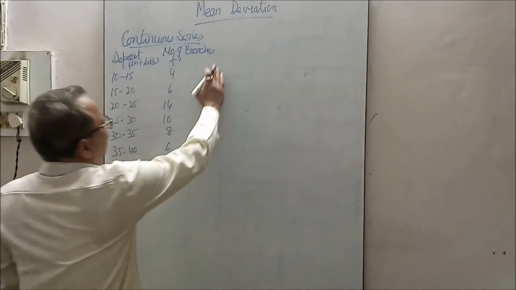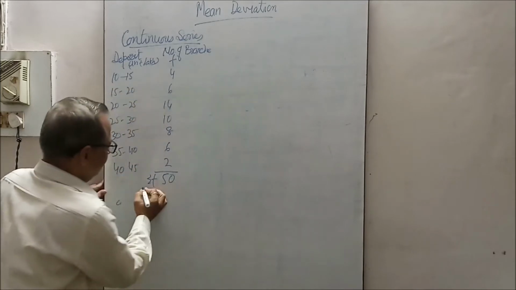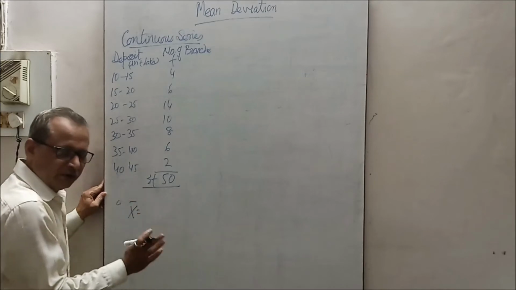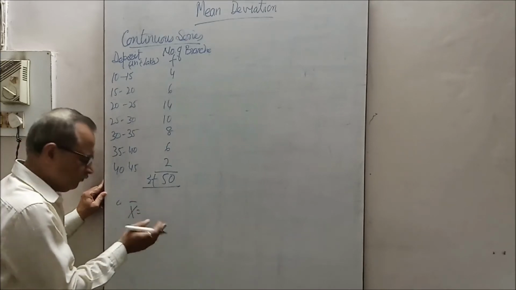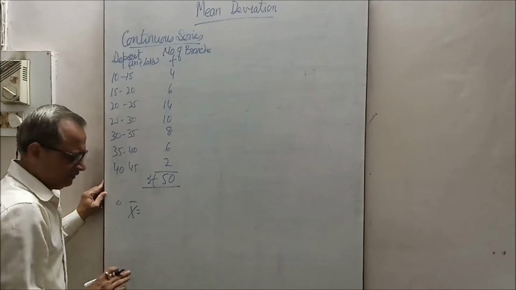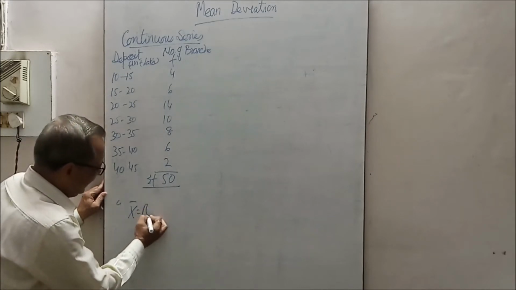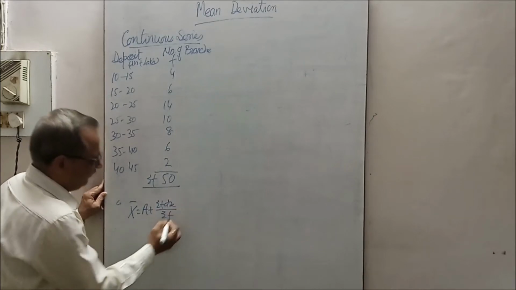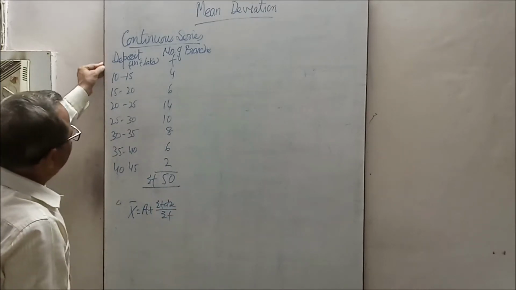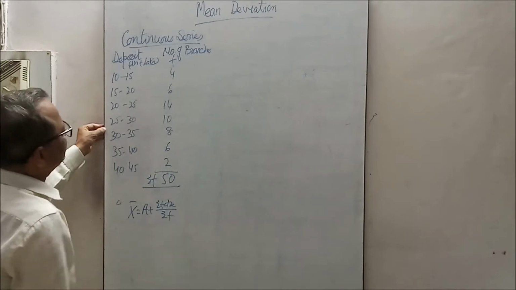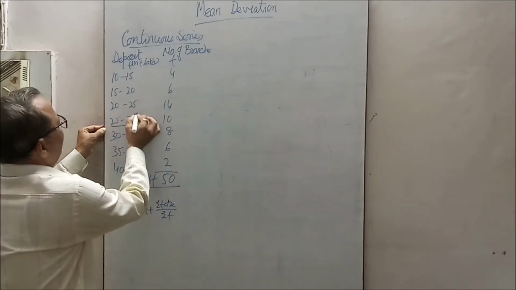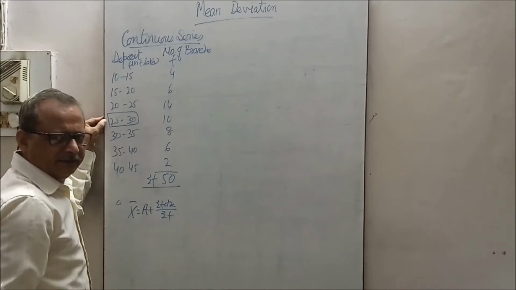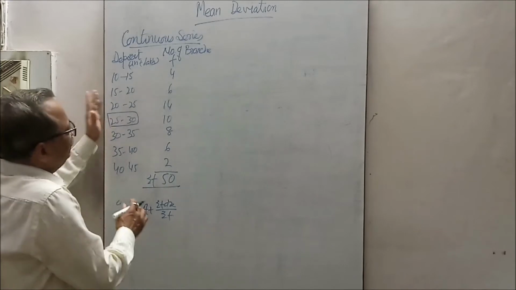Now, first of all, we will calculate the mean. In this mean, you can use the direct or shortcut method. We are taking the shortcut method, that is A plus summation f dx upon f. It is easy. Any one of them you can presume. Suppose I am taking 25 to 30, the middle class.